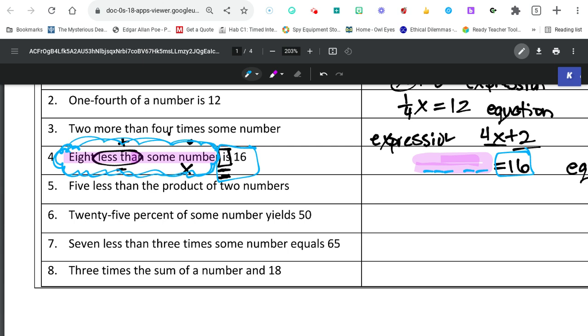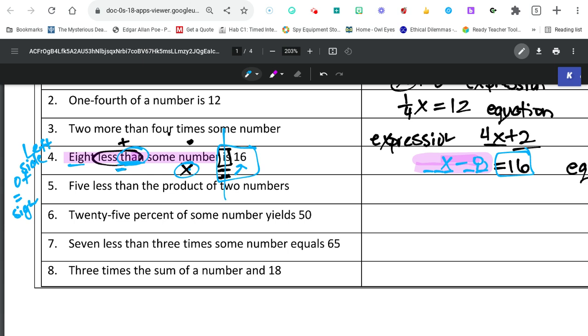Just on the left side of is. All right, because the right side of is is 16. I'm worried about how to write what's on the left side. The left side of the equal sign. All right, so on the left side of the equal sign, it's got that than phrase in it, that turnaround word. So instead of writing 8 minus x, I turn it around because it's got than in it, and I write x minus 8.